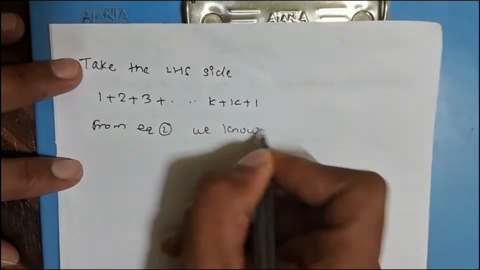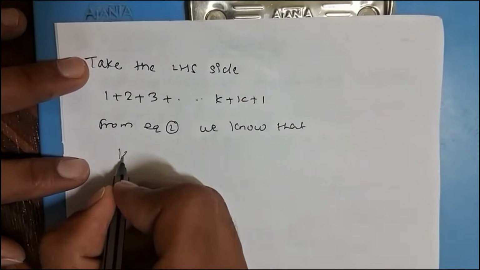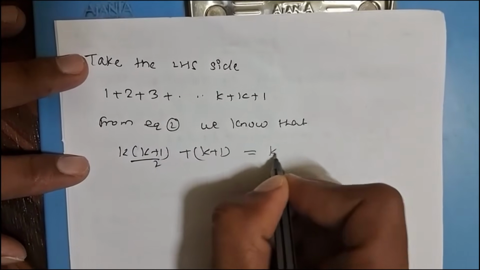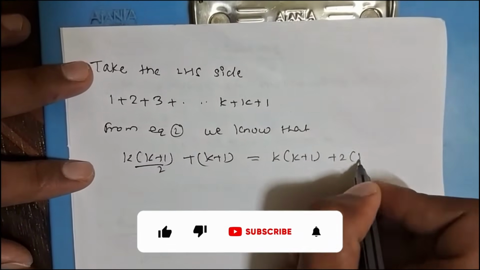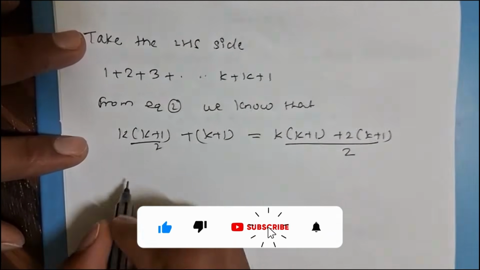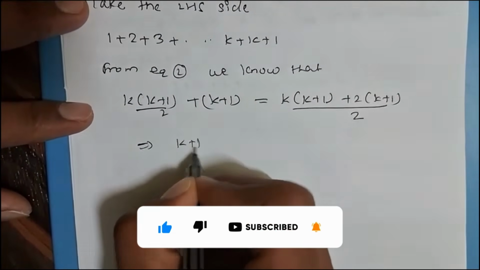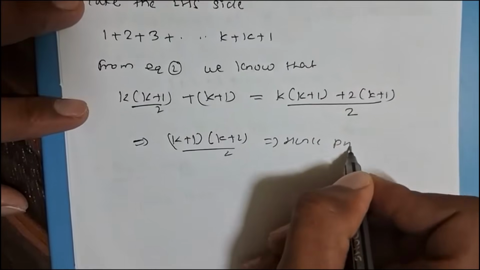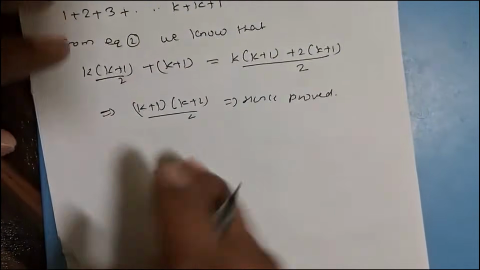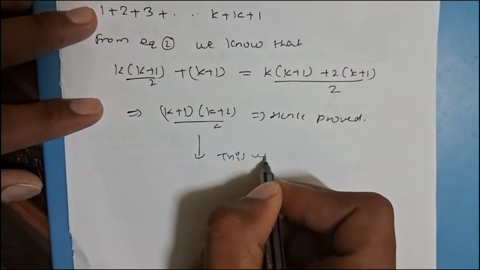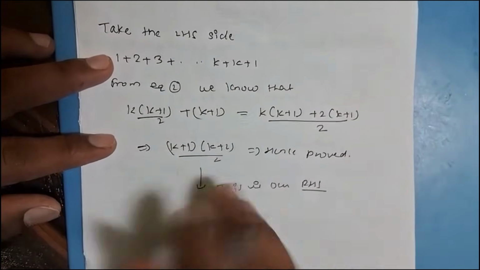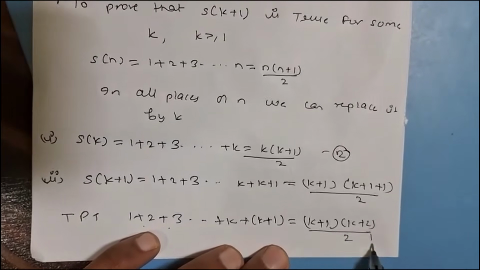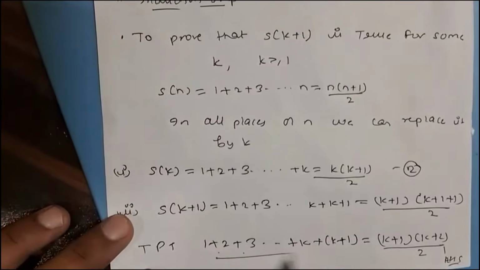we know that k(k+1)/2 + (k+1) equals k(k+1) + 2(k+1) divided by 2. So by solving this equation, (k+1)(k+2)/2, hence proved, because this is our RHS, right hand side. So the right hand side is (k+1)(k+2)/2. This is our right hand side. This is our left hand side.